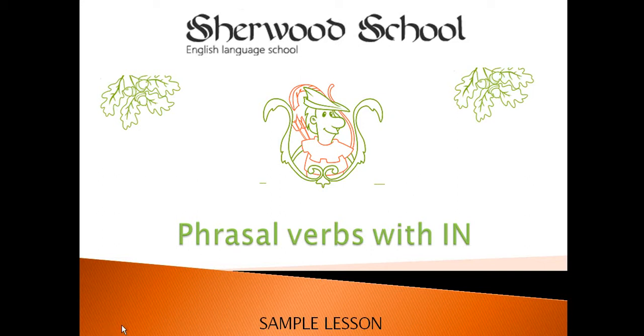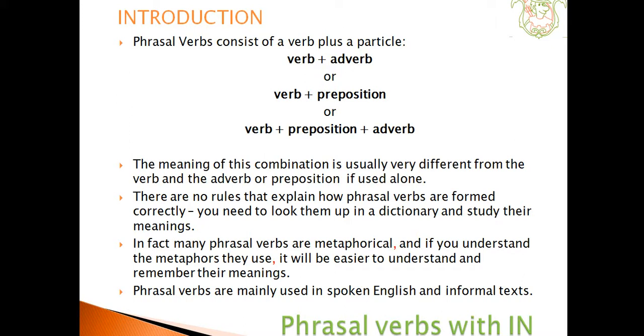Phrasal verbs consist of a verb plus a particle. This can be of the form of a verb plus an adverb, or a verb plus a preposition, or a verb plus an adverb and a preposition. The meaning of this combination is very different from the verb and the adverb or preposition alone. There are no rules that might explain how phrasal verbs are formed correctly. All you can do is look them up in a dictionary and study their meanings.